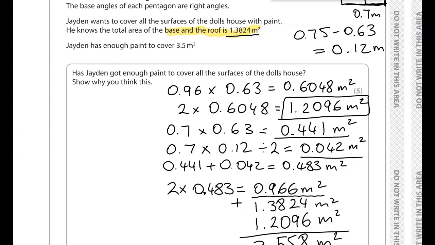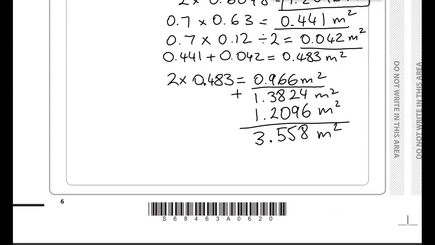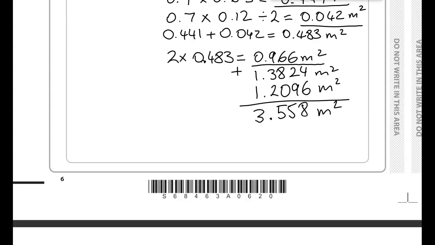He's got only enough paint to cover 3.5 square meters. So has he got enough? No, he hasn't. So we're going to say no, and then 3.558.